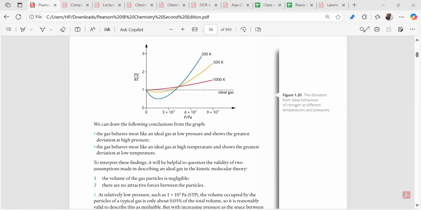Now we can draw the following conclusions from the graph. The gas behaves most like an ideal gas at low pressures and shows the greatest deviation at high pressure. The gas behaves most like an ideal gas at high temperature and shows the greatest deviation at low temperature. It will be very helpful to question the validity of two assumptions which we made in the ideal gas. What are the assumptions?